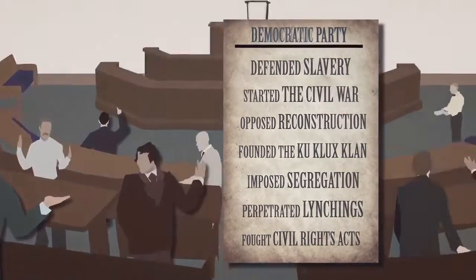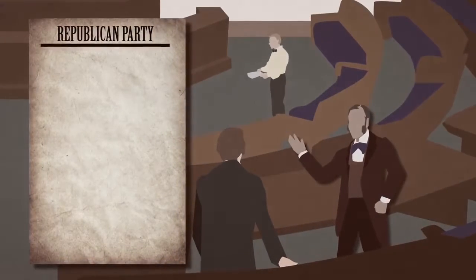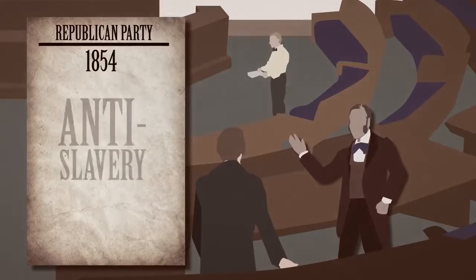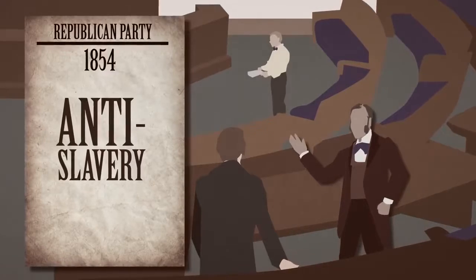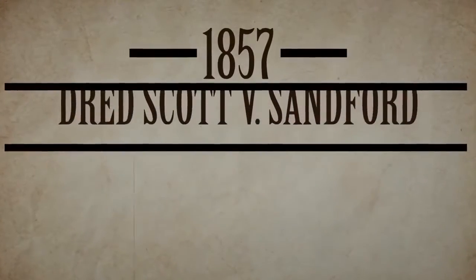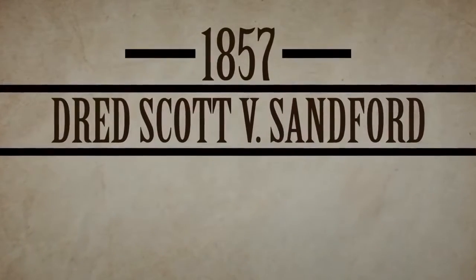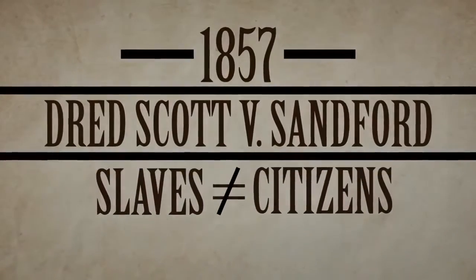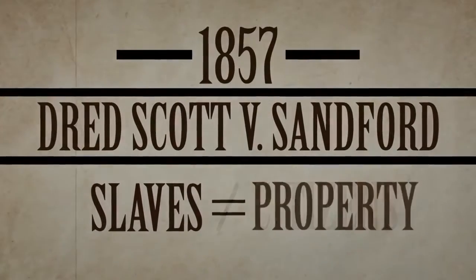In contrast, the Republican Party was founded in 1854 as an anti-slavery party. Its mission was to stop the spread of slavery into the new Western territories with the aim of abolishing it entirely. This effort, however, was dealt a major blow by the Supreme Court in the 1857 case Dred Scott versus Sandford. The court ruled that slaves aren't citizens, they're property.